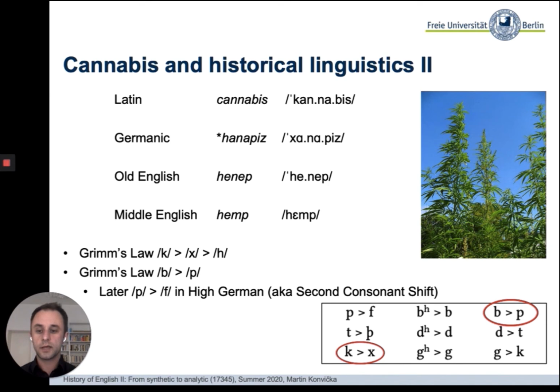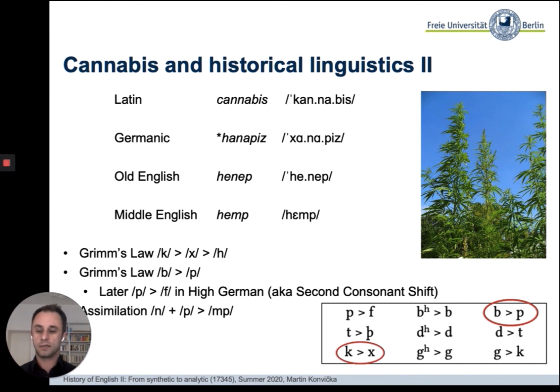By the way, in High German, sort of in the southern varieties of German, there is another change, an additional sound change that shifts final P's into F's, so that you get, for example, something like ship in English, but Schiff in German, right? And this change is also responsible for the fact that you have water in English, but Wasser in German. And this is something known as second consonant shift. And this also explains why you have Hanf in German, but hemp in English.